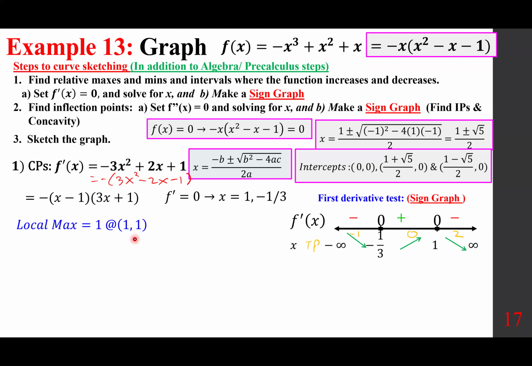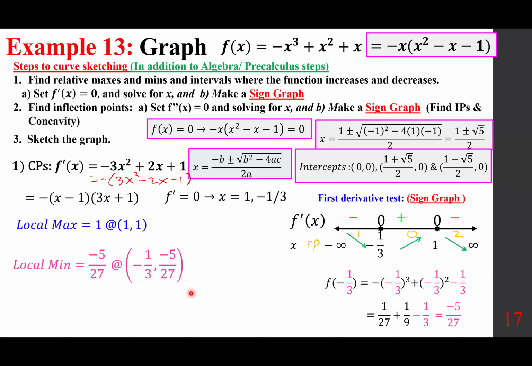But for the local min, we're going to plug in -1/3 to the power of 3. This is -1/27. This makes it positive 1/27. This is positive 1/9 minus 1/3. 27 is the LCD. So 1 plus 3 minus 9 gives minus 5/27 as your local min at this pair. So you write local min is minus 5/27 at the given pair.